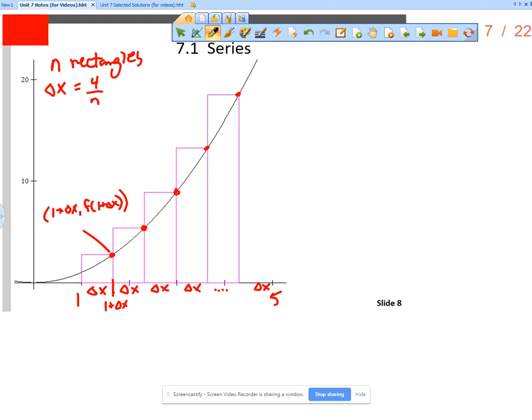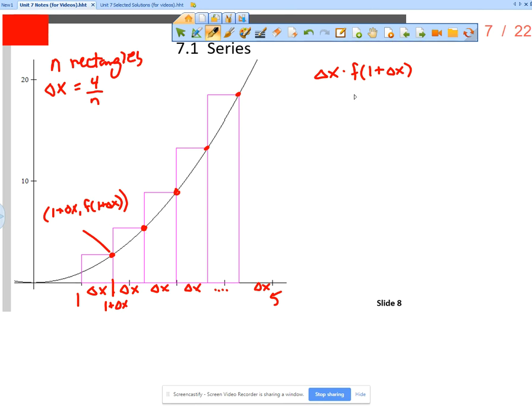All right, so now what are we going to do? We're going to take the area of this rectangle plus the area of this one and this one and this one and this one and so on until we get to 5, all right? So what does that mean? So I'm going to take the area of the rectangle, which is the width, delta x, times the height, which is, remember, the y value, so that'd be f of 1 plus delta x. All right, so that's the area.